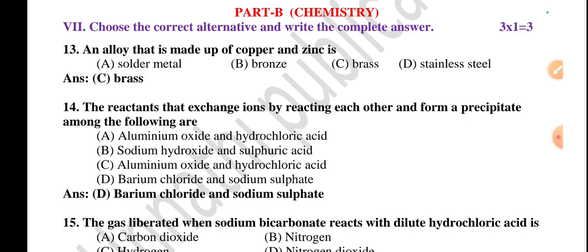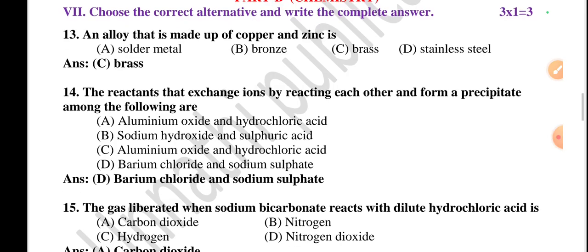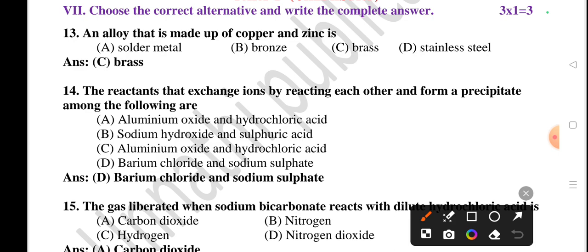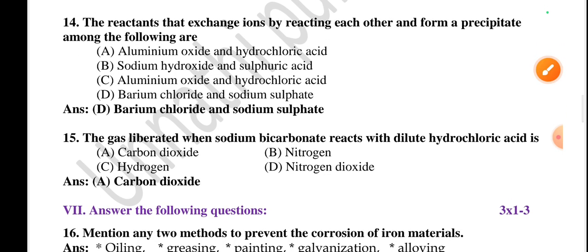Question number 7, choose the correct alternative and write the complete answer. They asked multiple choice questions, total 3 questions are there. 13th question: an alloy that is made up of copper and zinc. An alloy made up of copper and zinc is brass. Option C is the right answer.